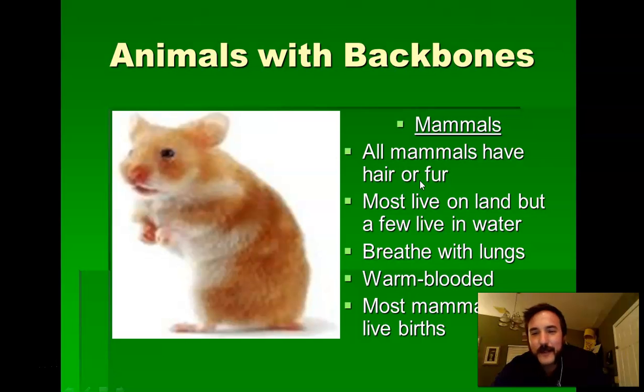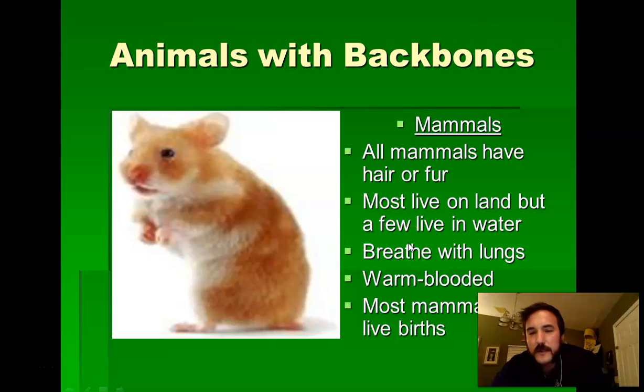It's like we live on land. They breathe with lungs, just like we breathe with lungs. Warm-blooded, which means their body temperature stays the same. So you know if you have a fever, if your body temperature is too high or too low, because your body's temperature should always stay the same. That's what warm-blooded means. And most mammals have live births.